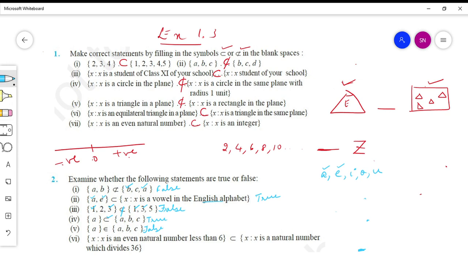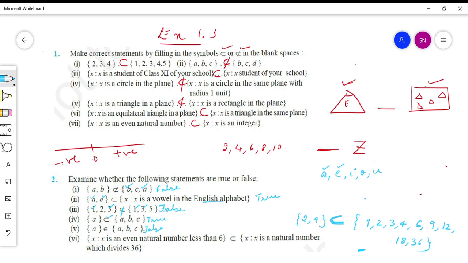So x is an even natural number less than 6. What are the elements? The even natural numbers less than 6 are 2, 4. Then I have the subset symbol. Next, x is a natural number which divides 36. So what are all the numbers which divide 36? 1, 2, 3, likewise 4, 6, 9, 12, 18, and the last number would be 36.